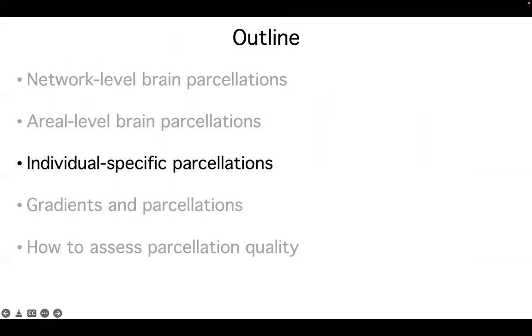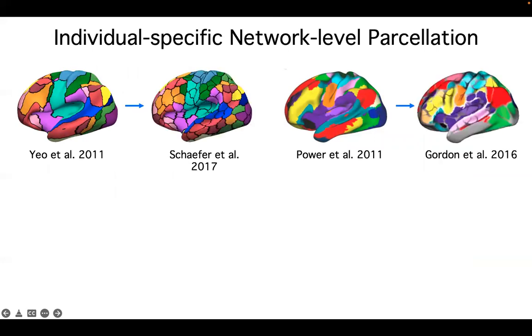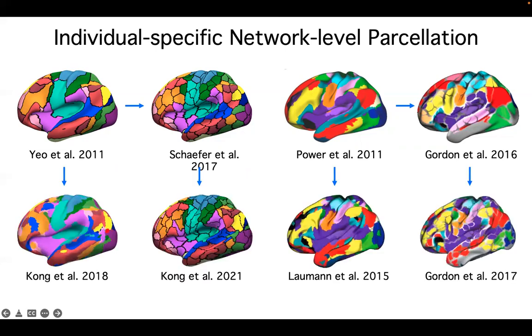I will now talk about individual specific parcellation approaches. In previous slides, I have shown several approaches for estimating network-level parcellations, as well as approaches for estimating area-level parcellations. So these parcellations are obtained by averaging or concatenating data across many individuals. However, as you can see on this slide, the group level parcellations do not capture individual specific parcellation features.